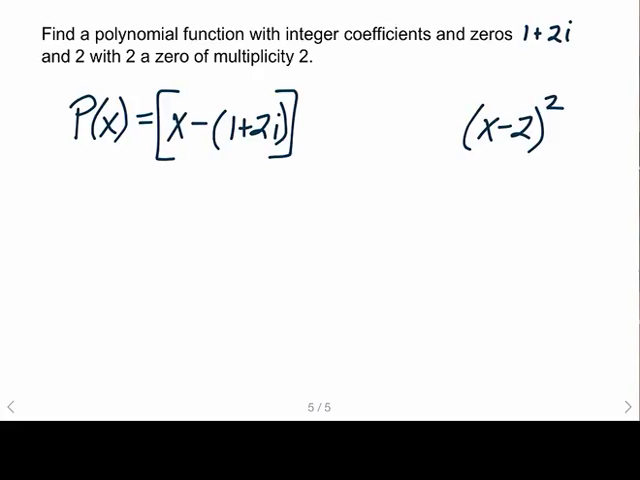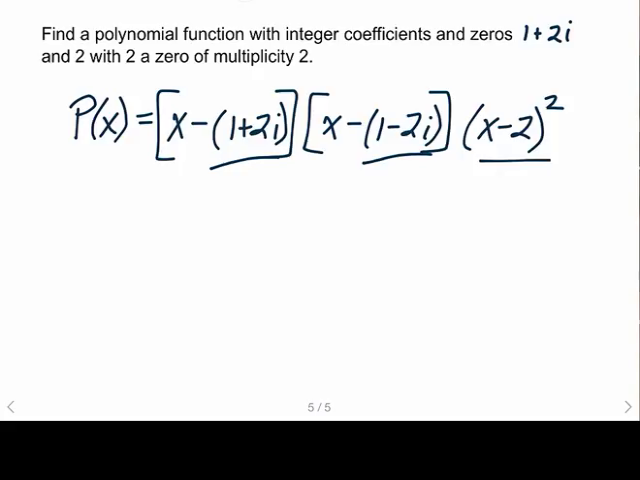If 1 plus 2i is a zero, then 1 minus 2i is a zero. So we ultimately need to have x minus the quantity of 1 plus 2i, x minus the quantity of 1 minus 2i, and then x minus 2, the quantity squared, that's our zero of multiplicity 2. We were told this polynomial function needs to have integer coefficients, and that's my tip-off to the fact that I need to multiply it out.